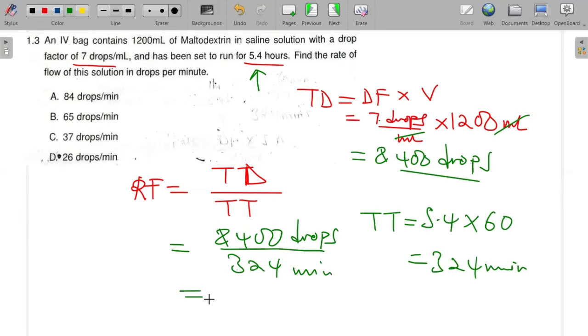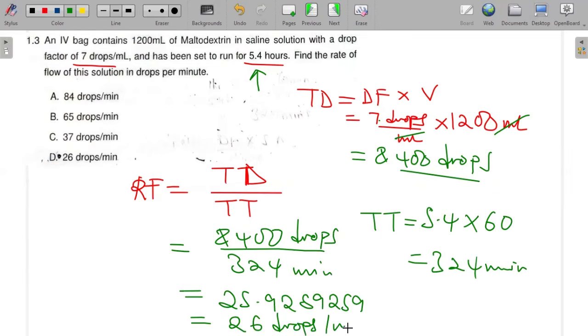So when I divide this, what do I get? So I have 8,400 divided by 324. So I get 25.925929. So I can round this off to the nearest whole number. I get 26, and this will be drops per minute.